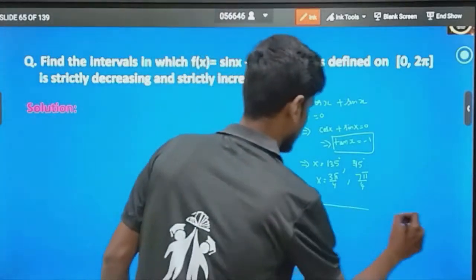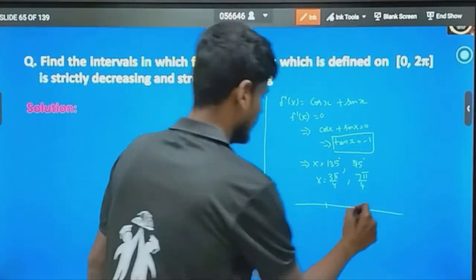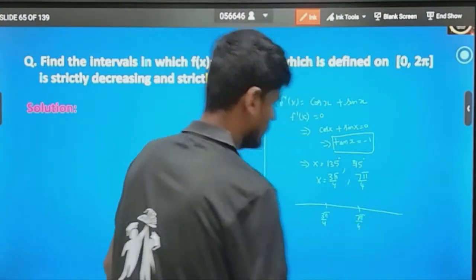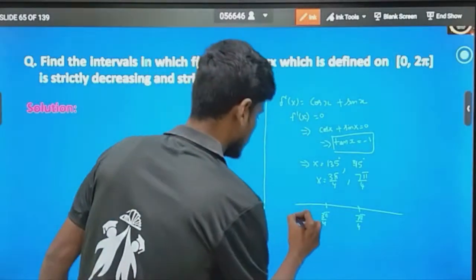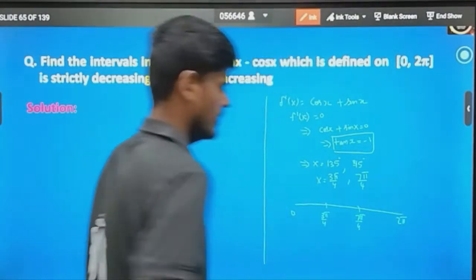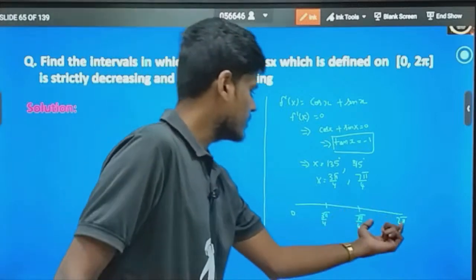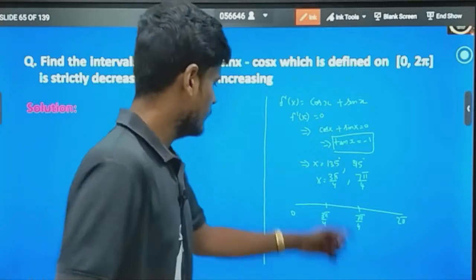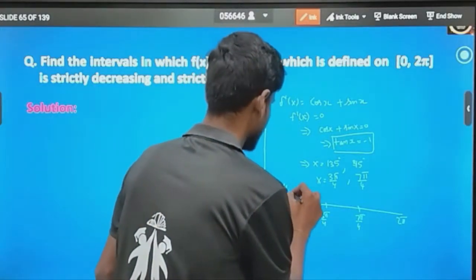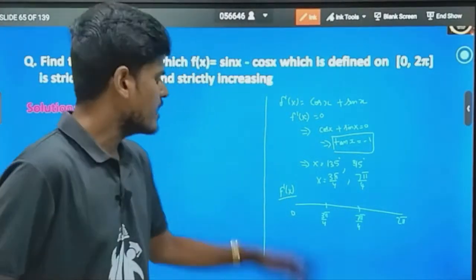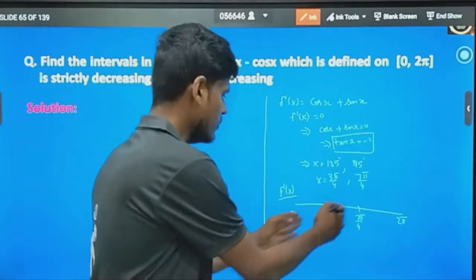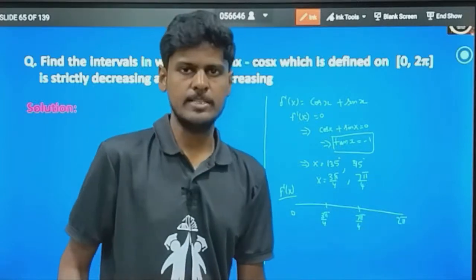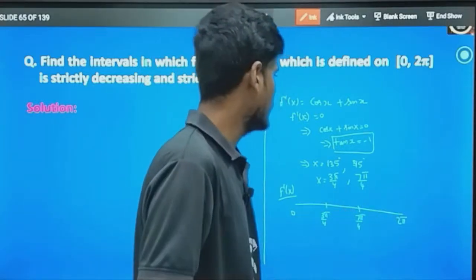Next, what we need to do? Mark these values on the number line: 3 pi by 4, 7 pi by 4, and we need to find within the interval 0 to 2 pi. Next, we should check at what intervals f dash of x is positive or negative by taking some value of x. This is the plot of f dash of x on the number line. We have three intervals here, 1, 2, 3 regions. In these 3 regions we have to substitute some value and check if it is positive or negative.